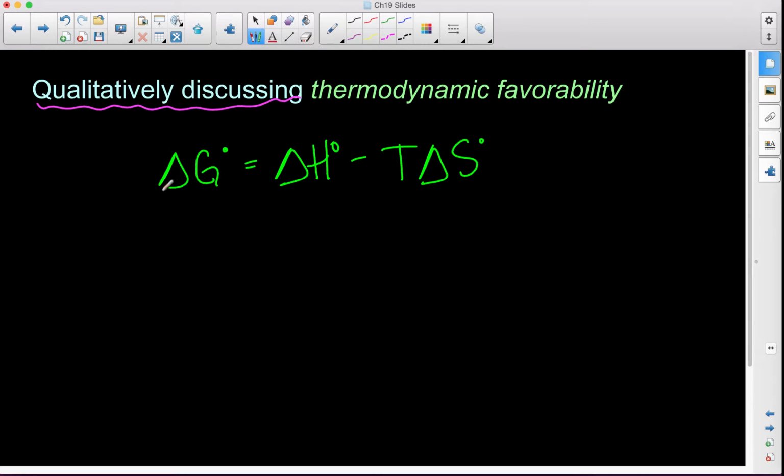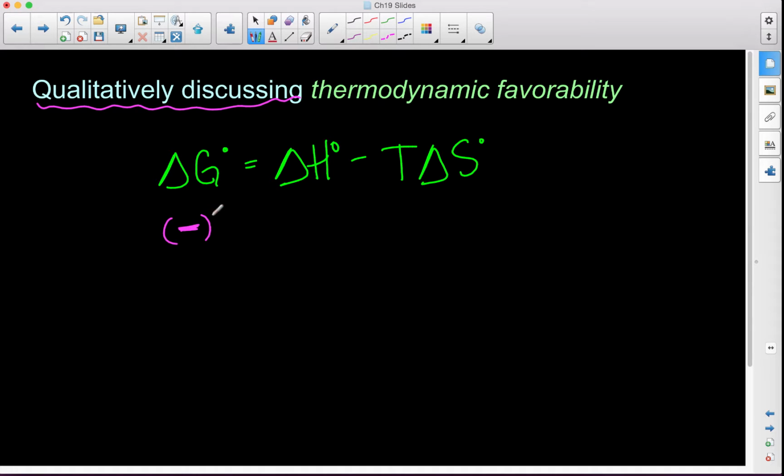Now, we also said that negative delta Gs are thermodynamically favorable, meaning that this process is likely to happen as written. Now, sometimes we don't actually want to talk about numbers. Sometimes we just want to talk qualitatively: is this a thermodynamically favorable process or not? So, we understand that thermodynamically favorable means a negative delta G value.